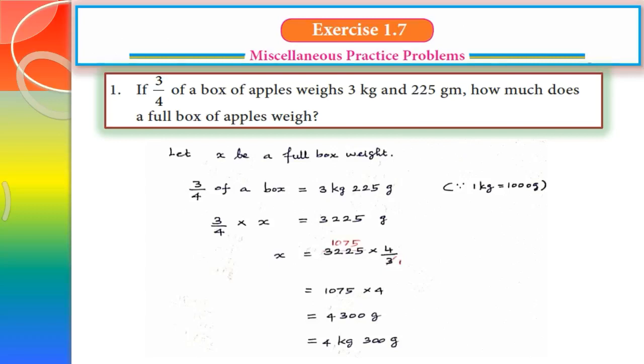Next step, x equals 3225 into 4 by 3, as 3 by 4 moves to the other side as 4 by 3. 3225 divided by 3, answer is 1075. So 1075 into 4, answer is 4300 gram. Convert gram into kilogram. So the answer is 4 kilogram 300 gram. That is the final answer. Full box weight is 4 kg 300 gram.